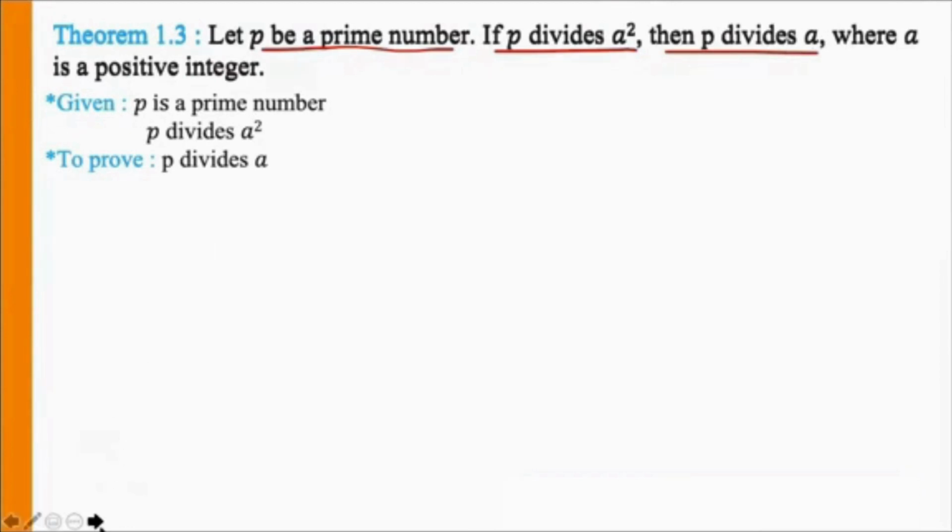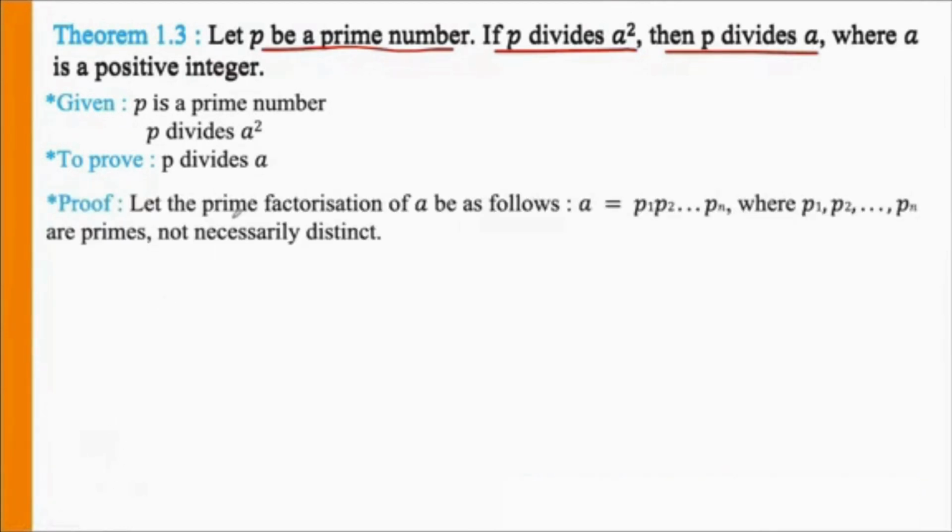Okay, so let's see the proof. Let the prime factorization of A be as follows. So let A be P1 into P2 into P3 into as many prime numbers that are there. So we will keep it till Pn, okay?